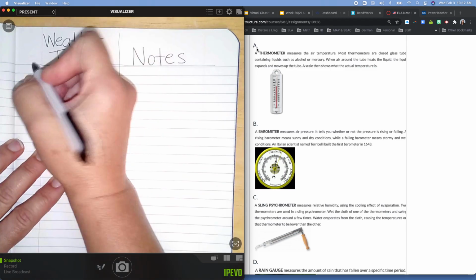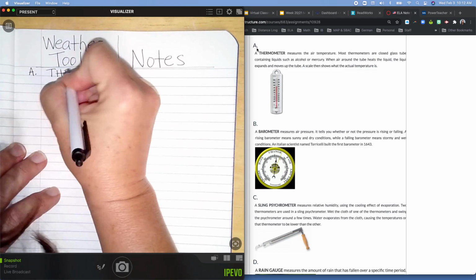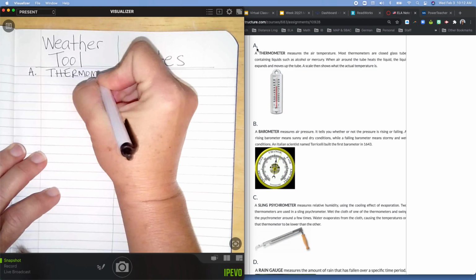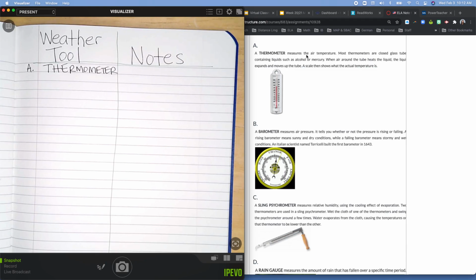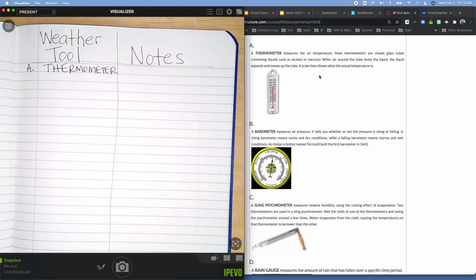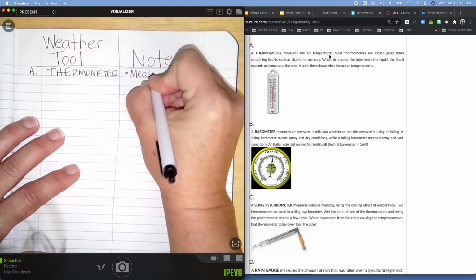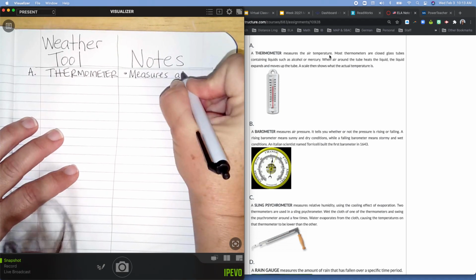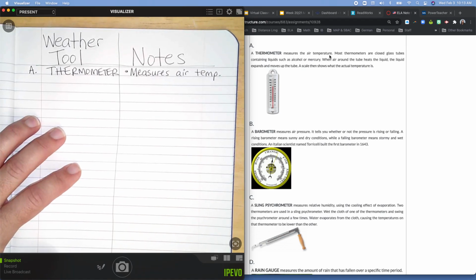So on A, and I will just keep that there so it helps me, I'm going to write thermometer. And it says a thermometer measures the air temperature. Most thermometers are closed glass tubes containing liquids such as alcohol or mercury. So far, I want to put down that measures air temperature, and I like to use dots. And you don't have to worry so much about grammar. And on notes, you can abbreviate. So I'm just going to write temp instead of temperature.